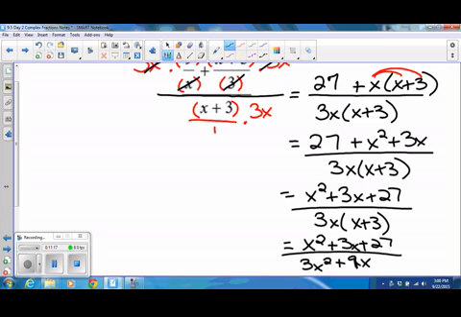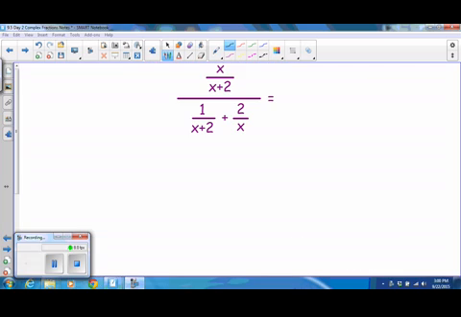Okay? Any questions? I want you to try this one. Remember to put your terms in parentheses so that you keep it nice and neat, and it also helps you to figure out what your common denominator is.